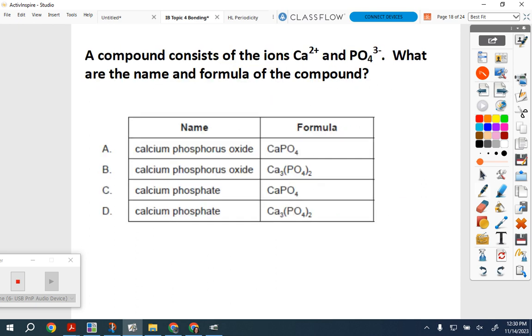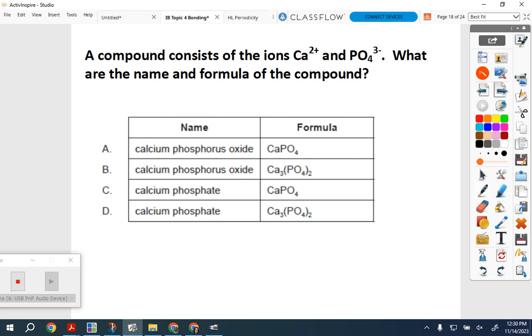Okay. So this is another paper 1 question. We have a compound consisting of the Ca2+ ion and the PO4 3- ion. What are the name and the formula of that compound? And they give you some options. Name either calcium phosphorus oxide or calcium phosphate. Formulas, a variety of possible formulas. So which would be the correct answer here? Yeah, it would be D.